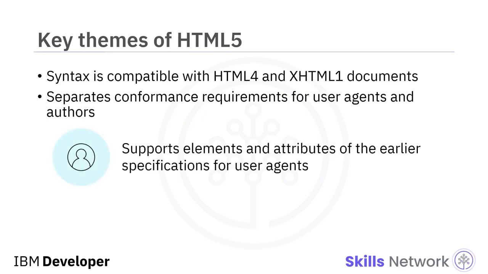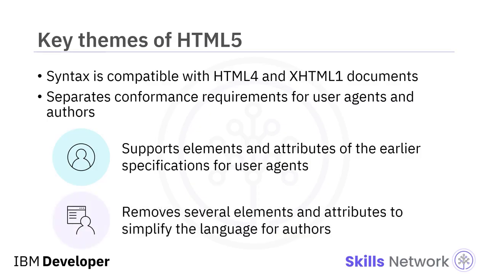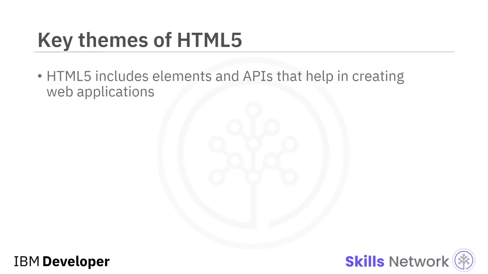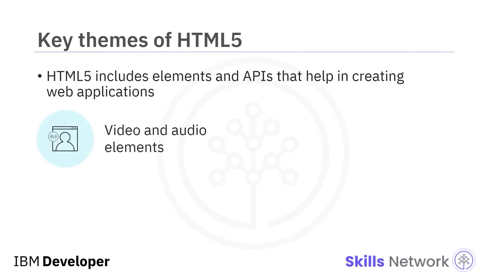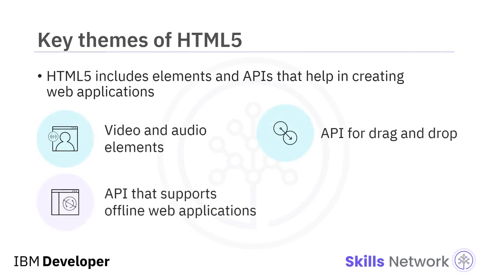For user agents, HTML5 is defined in a way that supports elements and attributes of the earlier specifications. For authors, several elements and attributes have been removed in order to simplify the language. HTML5 includes some elements and application programming interfaces that help in the creation of web applications. Examples include video and audio elements and an API that supports the creation of offline applications.